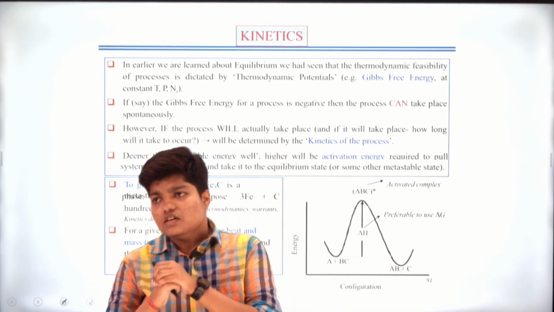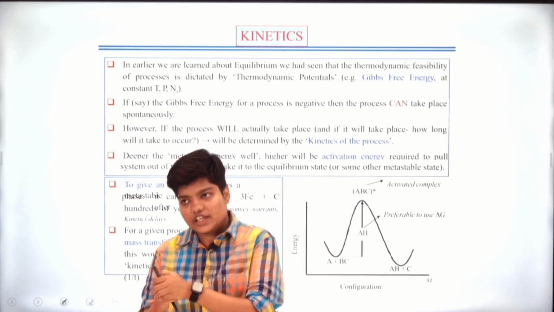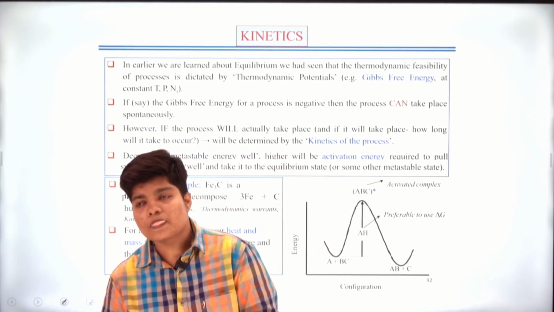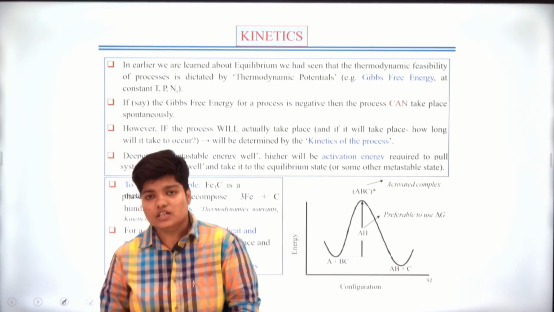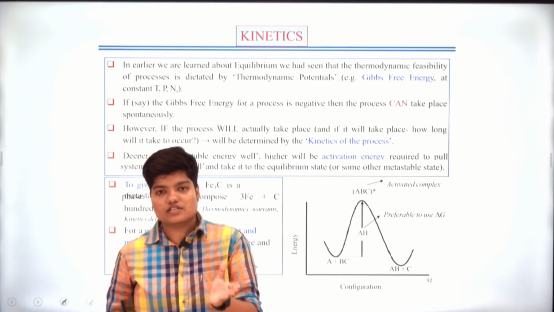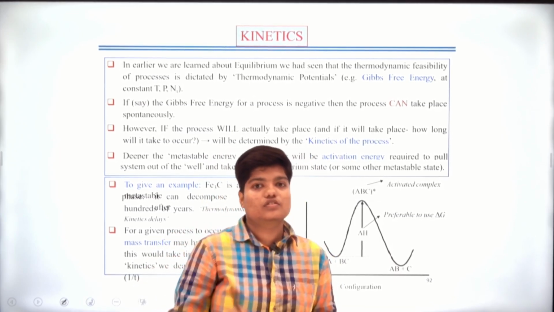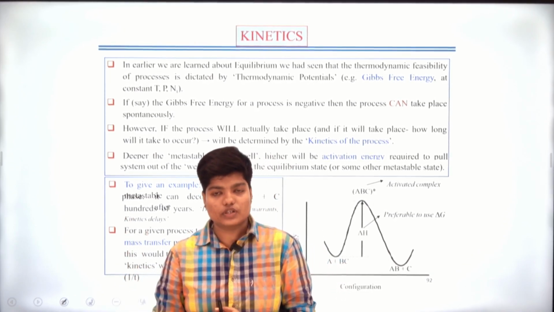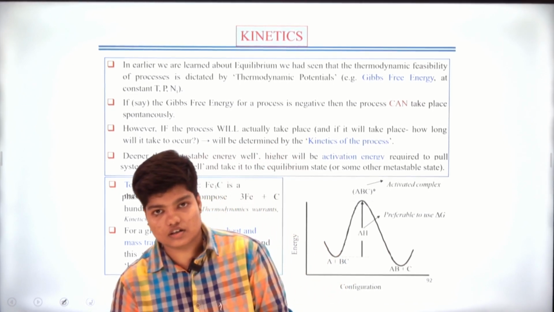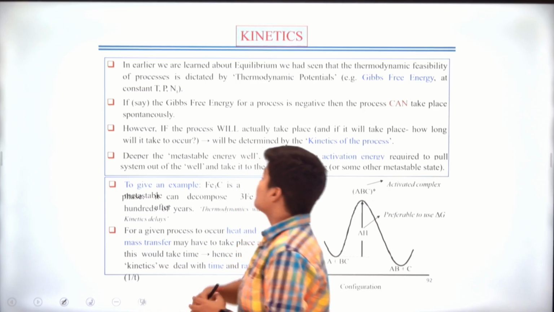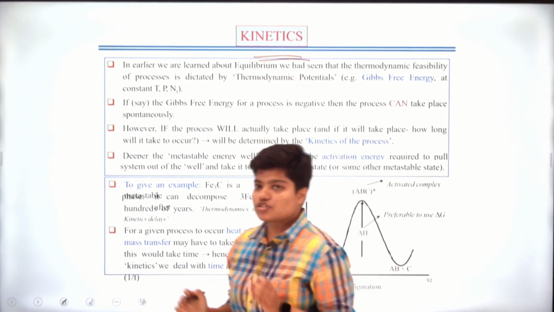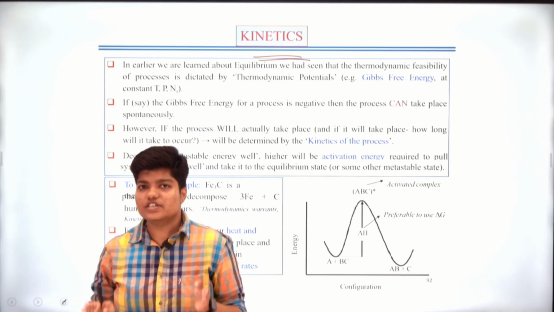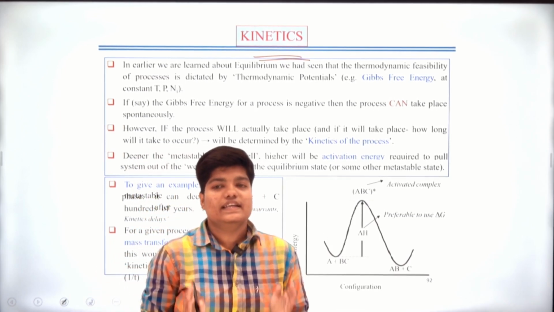From the thermodynamic concept, we can say whether the reaction will take place or not. If the Gibbs free energy is negative, del G is negative, that means the reaction can take place, the reaction is spontaneous. How fast the reaction will take place and how long it will take is determined by kinetics. Generally, the study of reaction rates and the time needed to complete the reaction is called kinetics.